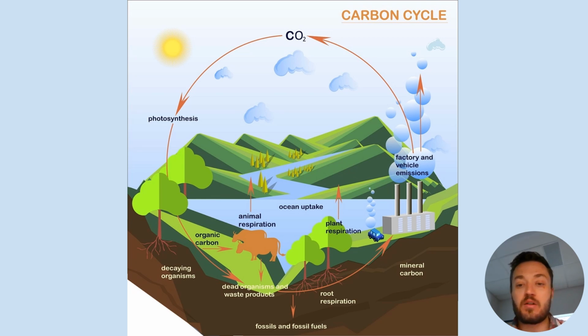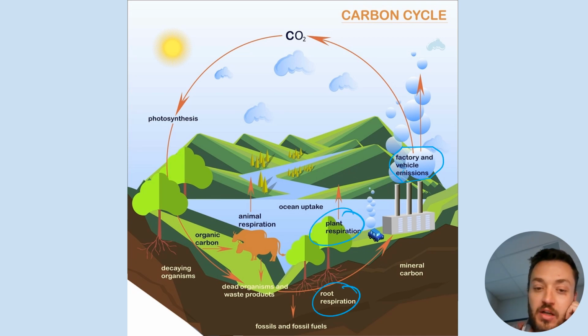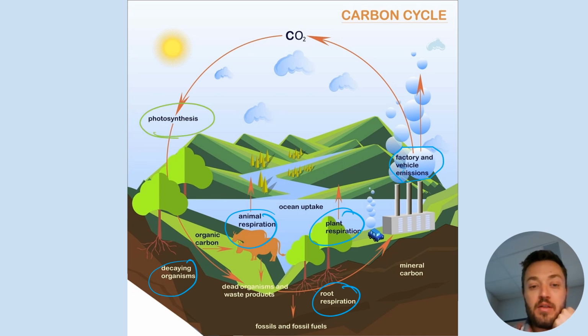So we get this nice cyclical pattern where factory and vehicle emissions, root respiration, plant respiration, animal respiration, decaying organisms, things like that, all of those are producing carbon as carbon dioxide into the atmosphere, and then we have the one process of photosynthesis that is sticking it back into the rest of the biosphere.